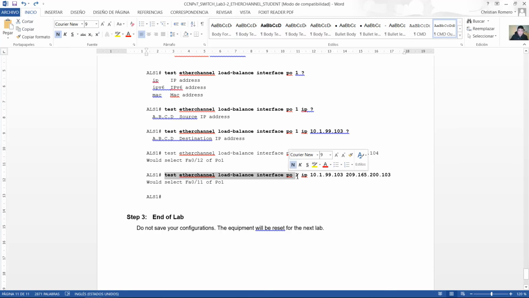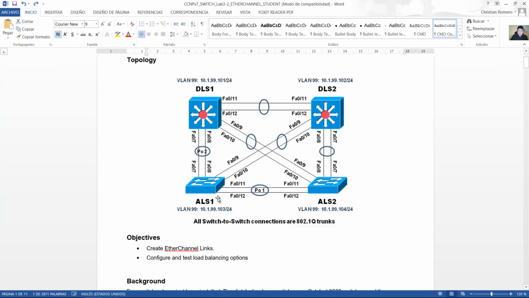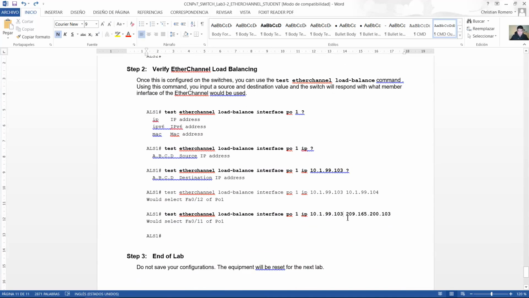But for example, you can use this: test EtherChannel load-balance interface, for example port channel 1. Set the IP. Okay, remember this is ALS1, and the IP is 103. Okay, for example, a destination, and we'll use FastEthernet 0/11 of port channel 1. But if you select another destination, it will use 0/12 of port channel 1. Okay, obviously it is balancing between the two interfaces.